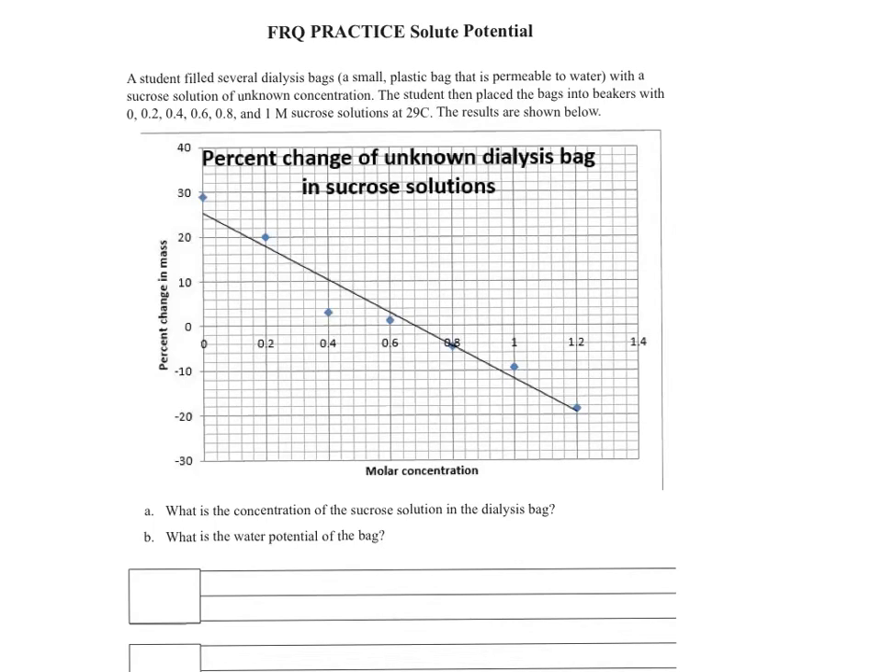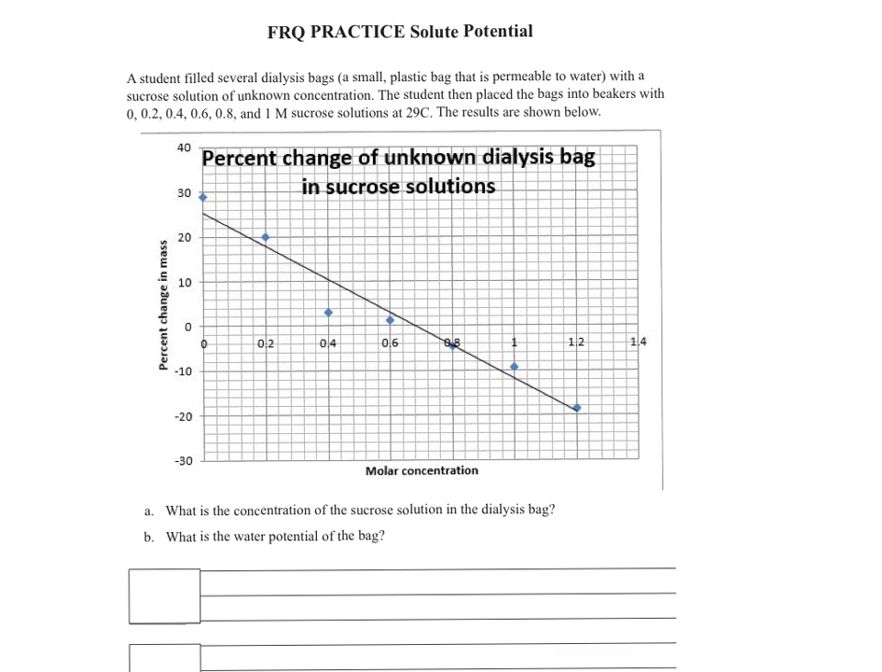In this video we are going to talk about an FRQ practice where you're calculating solute potential. Let's get started. A student filled several dialysis bags, which are small plastic bags that are permeable to water, with a sucrose solution of unknown concentration. The student then placed the bags into beakers with 0, 0.2, 0.4, 0.6, 0.8, and 1 molar sucrose solutions at 29 degrees Celsius. The results are shown below.